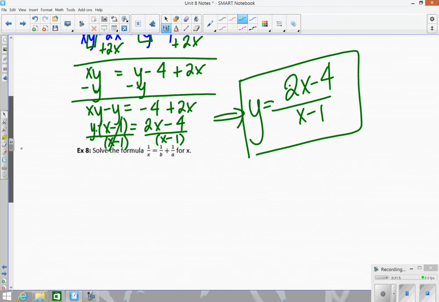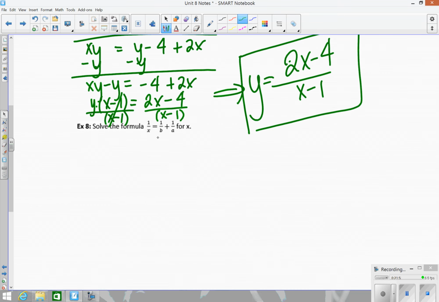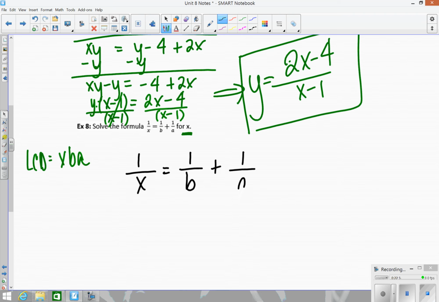So this next one, I have x, a, and b, but I'm solving for x. So I'm going to start it off the same way. So we're going to find the LCD. Well, if you look at all the denominators, I have an x, a b, and an a. So my LCD is going to be x times b times a. And I'm going to multiply everything by that LCD. So x times b times a.